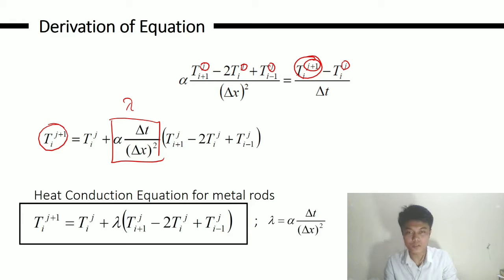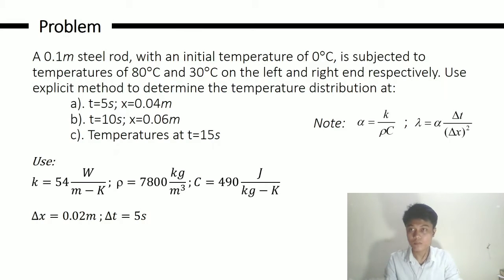problem. So, ito yung problem natin. So, our problem is a 0.1 meter steel rod with an initial temperature of 0 degrees Celsius is subjected to temperatures of 80 degrees Celsius and 30 degrees Celsius on the left and right end respectively. Use explicit method to determine the temperature distribution at (a) t is equals to 5 seconds, x is equals to 0.04 meters, (b) t is equals to 10 seconds, x is equals to 0.06 meters, and (c) temperatures at t is equals to 15 seconds. So, basically, meron tayong steel rod dito.